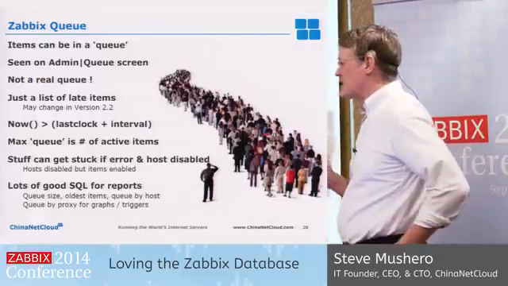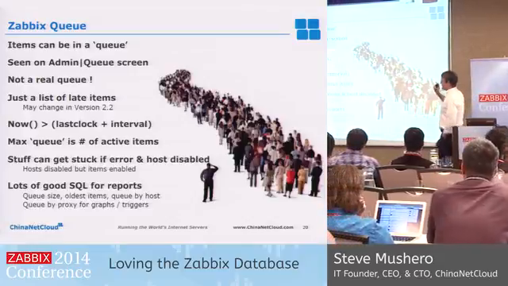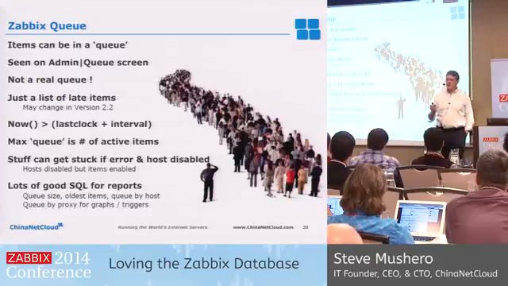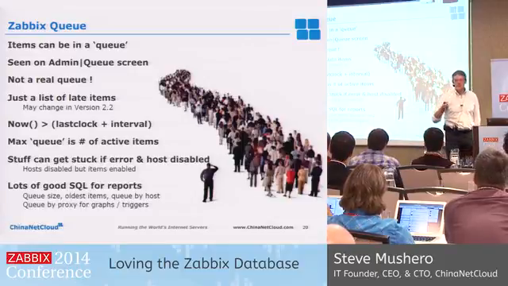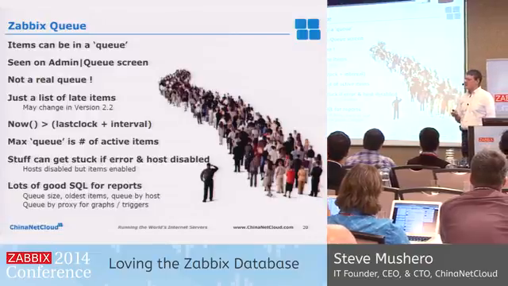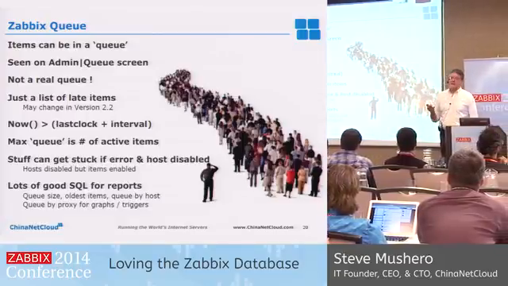So what a queue actually is the number of late items. So it's very simple. It takes now, and if that's greater than the last clock plus the interval, it's late. And in the page, you can see later than 10 seconds, later than 1 minute, 2 minutes, and so on. So the maximum number of items that can be on this list is equal to your number of items. So if you have 100,000 items, your queue can be 100,000.